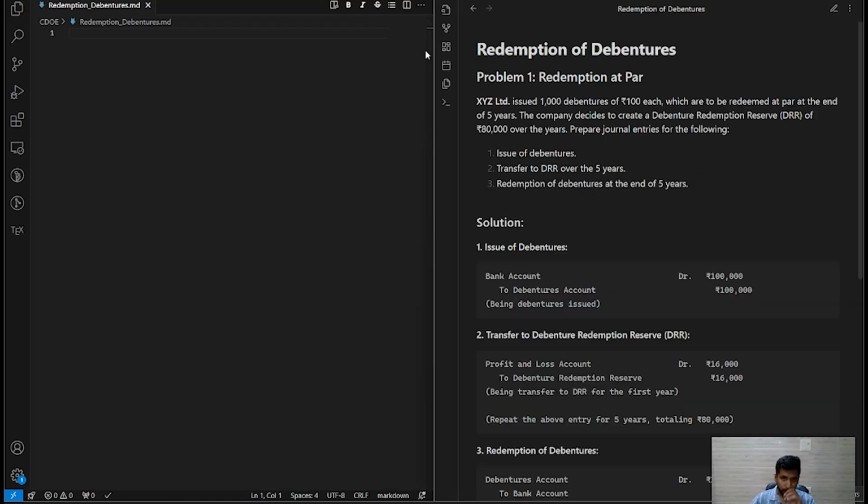Problem number one says that XYZ Limited issued 1000 debentures of rupees 100 each, which are to be redeemed at par at the end of 5 years. The company decides to create the debenture redemption reserve of 80,000 over the years. Prepare the journal entries for the following: issue of the debentures, transfer to the DRR over the 5 years, and redemption of the debentures at the end of the 5 years. So let us get started.